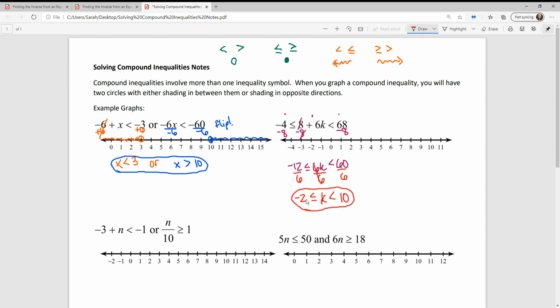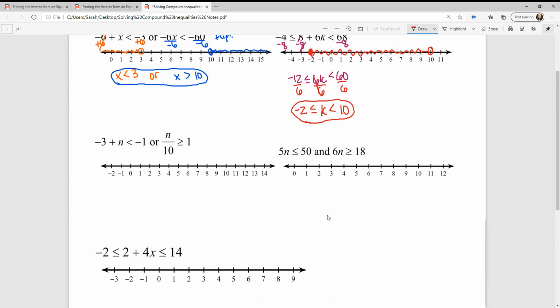See how k is situated in between negative 2 and 10? That means all the values of k that work for this inequality are going to be in between negative 2 and 10. The circle on negative 2 is going to be a closed circle because I have a less than or equal to there. And the circle on 10 will be an open circle because I don't have an equal to with that inequality. Since k is in between those two numbers, my shading is going to be in between those two numbers. So this is what we would call an and inequality, where the shading is in the middle. Let's try a few more.